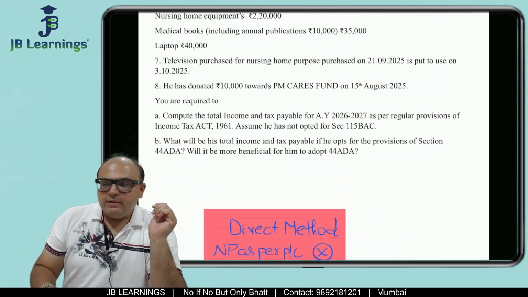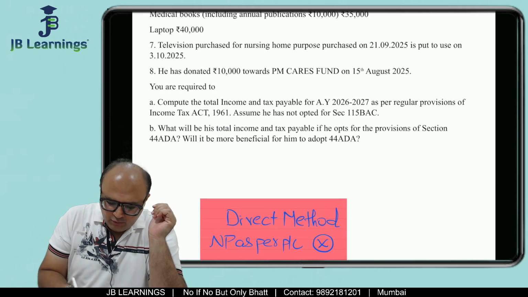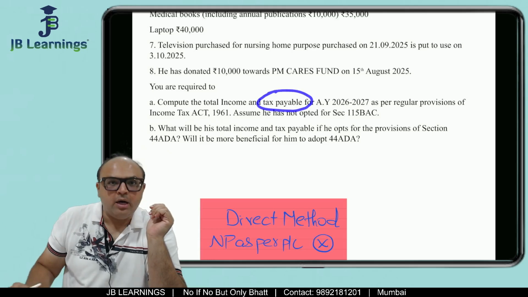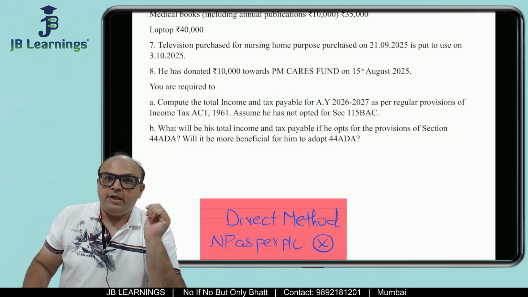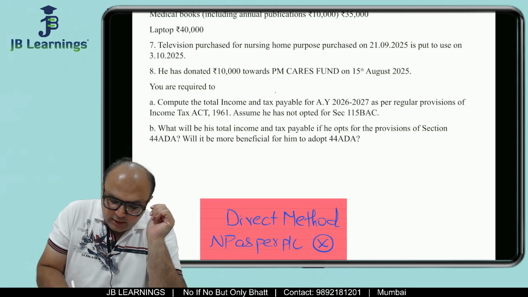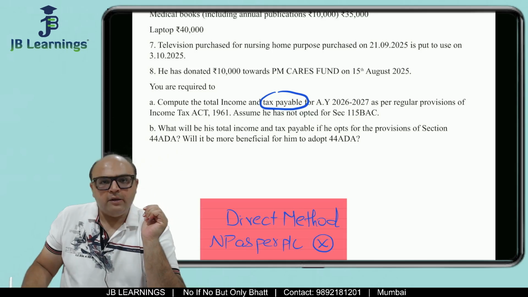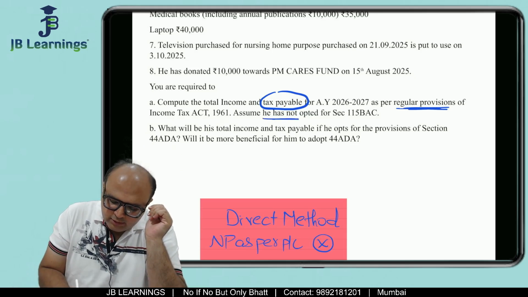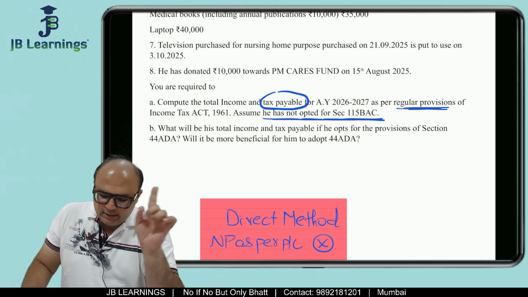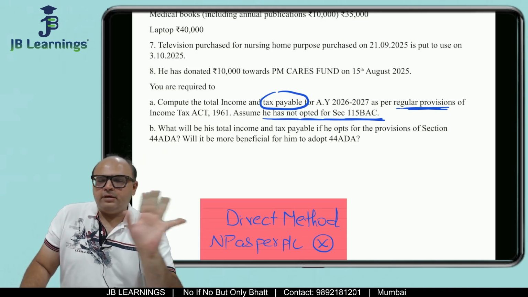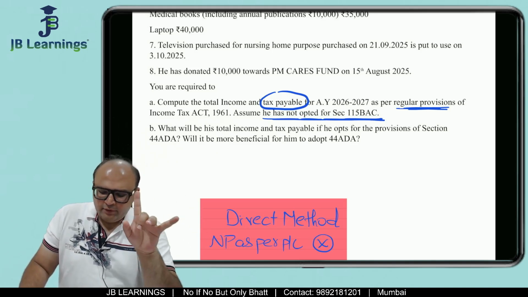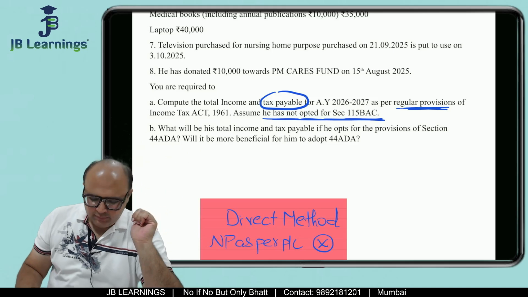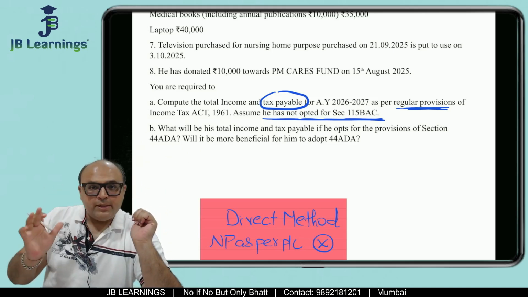Now let us see what is given in the last paragraph. They are saying you are required to compute the total income and the tax payable. Very, very important information. They are asking you income as well as tax payable, as per the regular provisions of the Act, and assume he has not opted for 115BAC. Not opted for 115BAC is like one way of saying that it is shifted out of 115BAC. So this is my question.